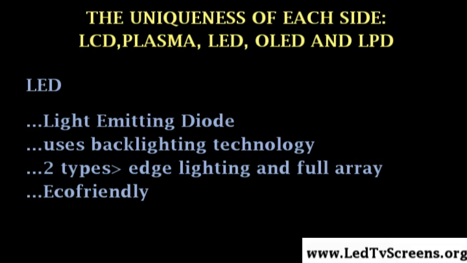Full array technology uses several layers of LED and puts it at the back of the entire surface of the screen. Local dimming is possible in this type of backlighting technology. This just means that a LED can be turned on and off alone within the areas of the screen, and so you can have more controls on the TV's brightness and darkness. While TVs with edge lighting technology are slim, TVs with full array are thick.